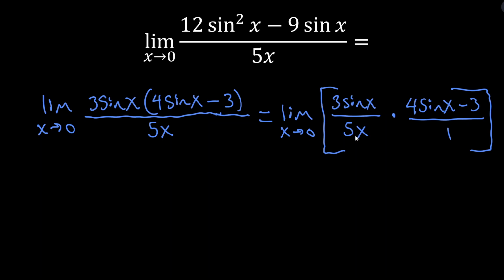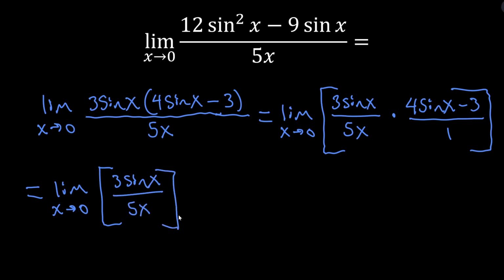And now I can apply another limit law, which tells us that the limit of a product is equal to the product of the limits. So I can basically split this up into two limits. One being the limit as x approaches 0 of this first piece here, which is 3 times, let me actually use a bracket, be consistent, 3 times the sine of x over 5 times x, times the limit as x approaches 0 of, and this time I don't have to write it over 1. I did it to emphasize that I was splitting this up. I'm just going to write it like this. 4 times the sine of x minus 3.